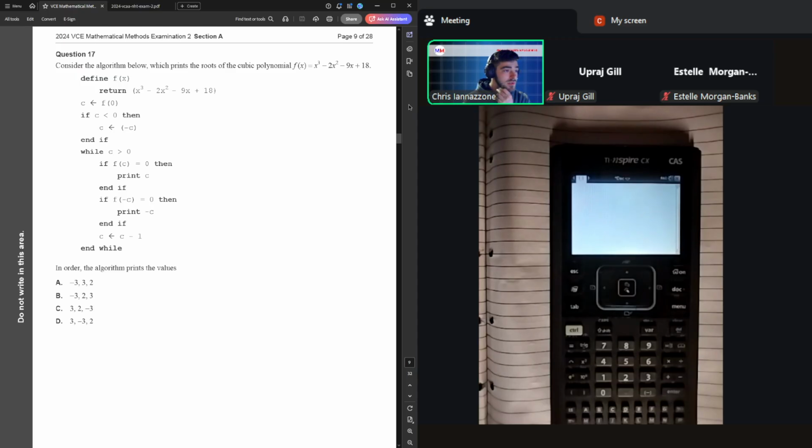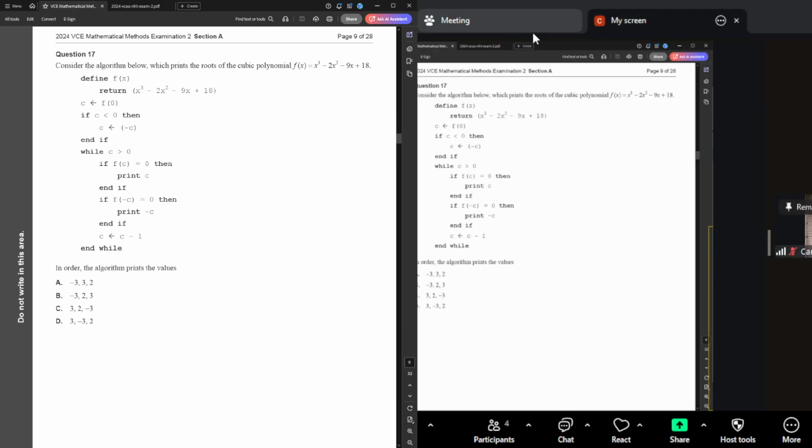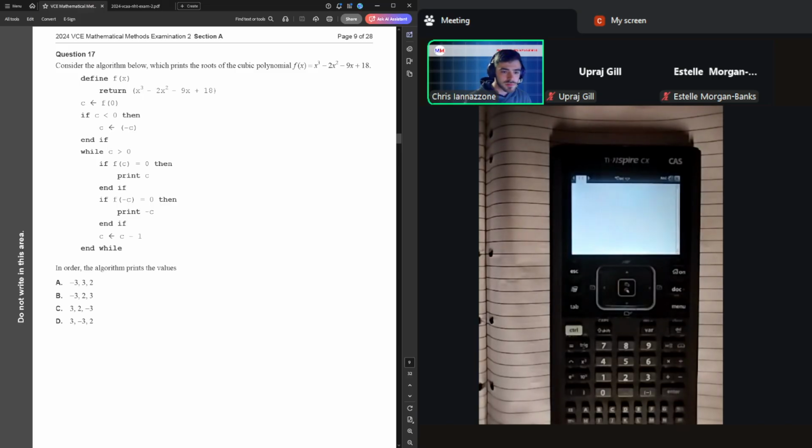So we've got an algorithm. Question 17 prints the roots of a cubic. All right, we've got that specific cubic that we're printing the roots of, rather. The overall goal is to figure out, what is the output of the algorithm? What do we actually get at the end of it?